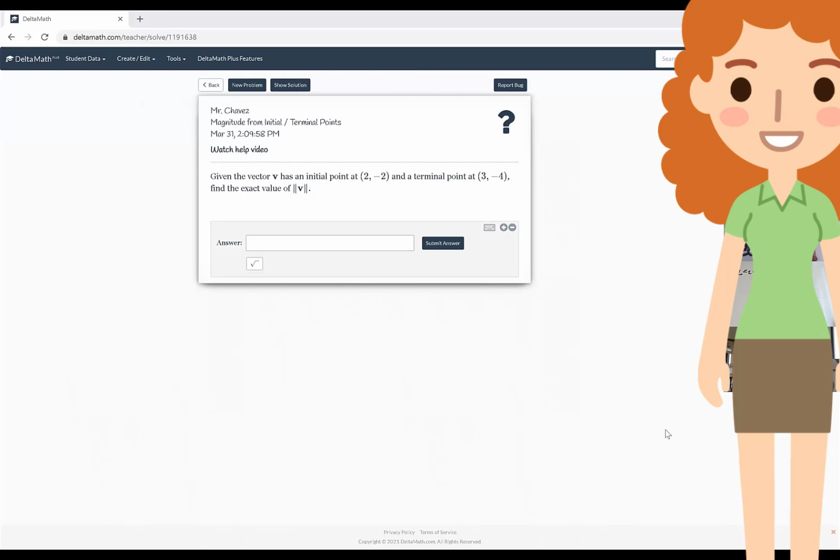No, I don't have any new notes. I just wanted to discuss this. So here's how it goes. It says, given the vector v has an initial point at (2, -2) and a terminal point at (3, -4), so these are points, find the exact value of, so this means magnitude. So here's how you do it, guys.